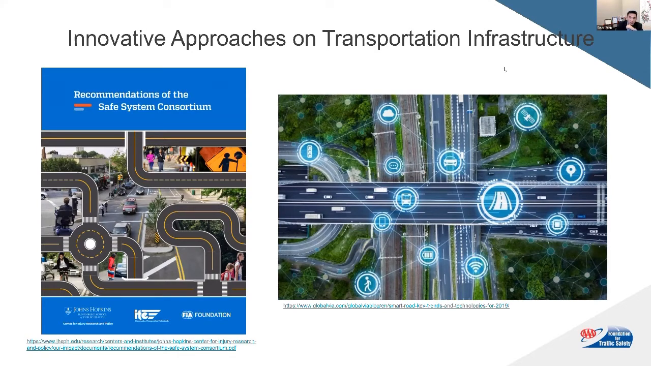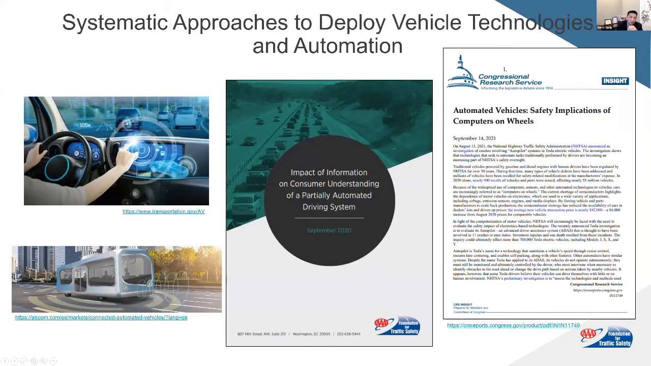So my last slide here just shows that, besides that, we also need a systematic approach to deploy vehicle technology. One example I've shown here is that very recently the Congressional Research Service provided a 3-page writing about the dangers if we don't do things correctly. Basically, we could be putting a lot of people in jeopardy because many of these tech companies could be doing experiments on the public roadway.